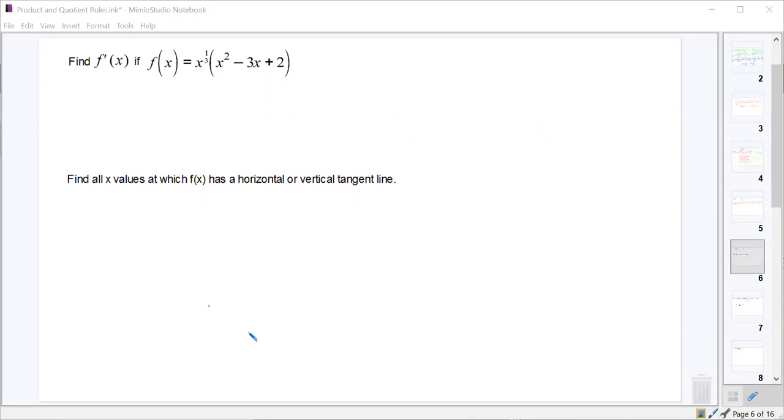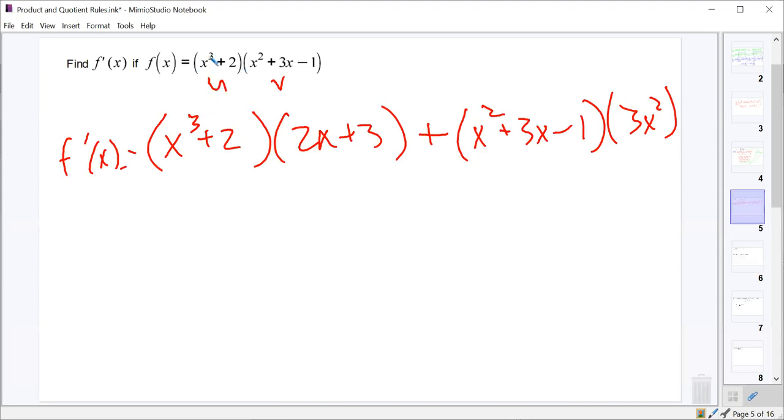So we've got x to the 1/3. I got a question here in the chat. Now the chat's working. That's convenient. All right. Du is just the derivative of x cubed plus 2 with respect to x, so that's the 3x squared. And dv is just the derivative of x squared plus 3x minus 1. That's the 2x plus 3. Now the chat's not working again. Hopefully that helped.